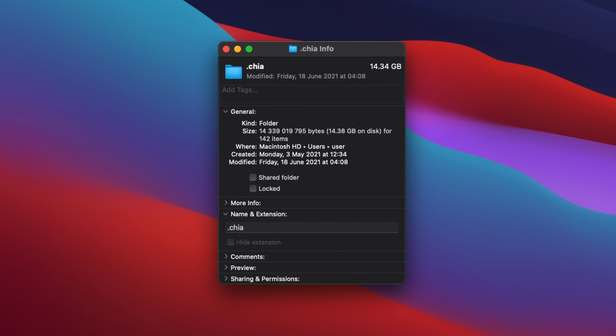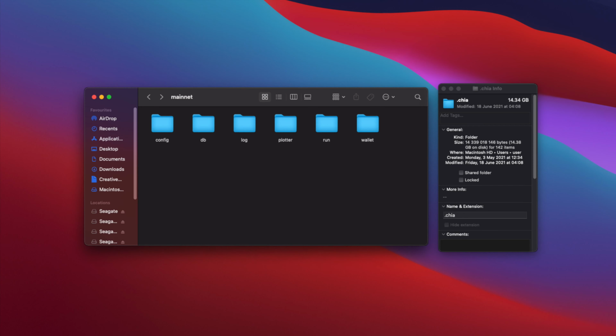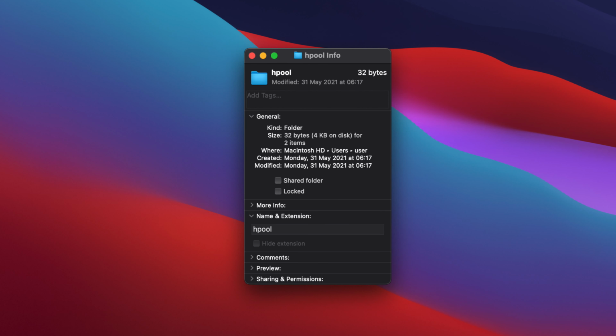Also, my Chia folder is already over 14 GB and it's only going to keep growing as more transactions are added to the blockchain. It could easily hit over 100 GB in a year. Again, that's not insignificant for a machine with a 256 GB internal SSD. My Hpool folder meanwhile is just 32 bytes, with another 52 MB for the app itself, and that's not going to grow.